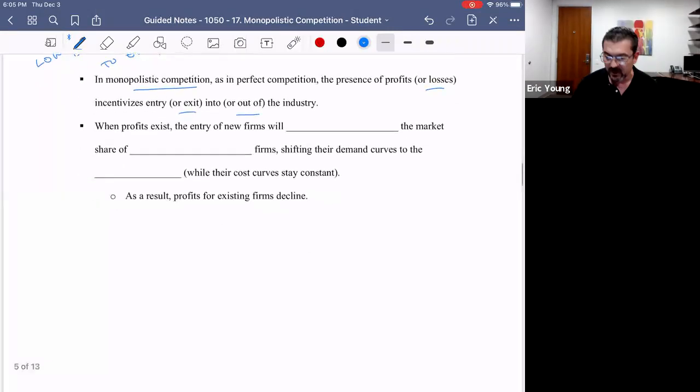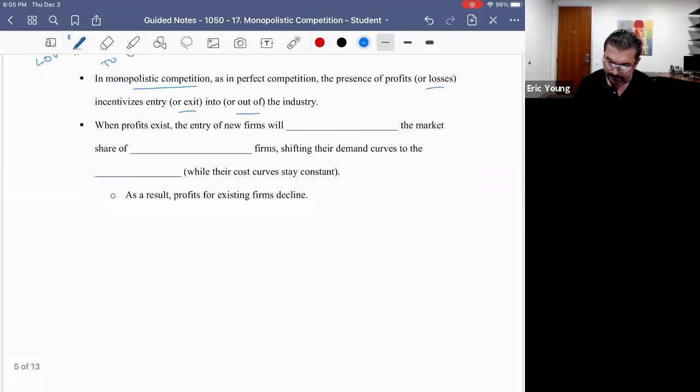How's it going to play out? Well, here's the mechanics of it. When profits exist, so case one, when we have profits, which you recall implies that P is greater than ATC, the entry of new firms, so profits will lead to entry. This entry of new firms will reduce the market share of existing firms.